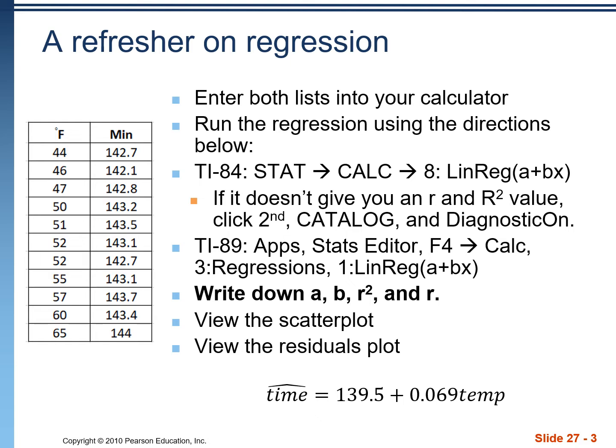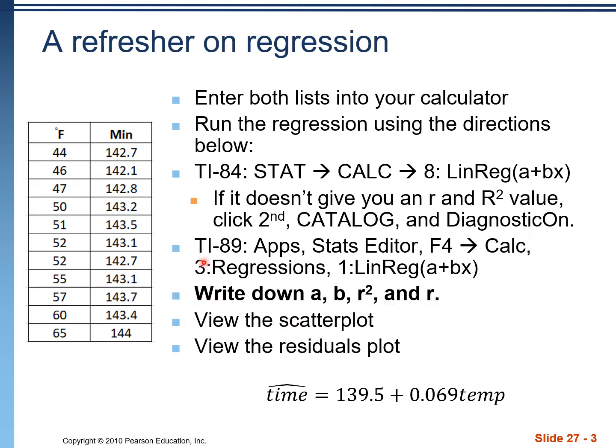So first off, let's go through a refresher on regression. So here's our sample of 11 values from that scatter plot. Enter both those lists in your calculator, and then we want to run the regression using these directions. So if you're using the 84, we're going to do it with these directions. 89 is here. Okay, when we run the regression, it's going to give us an A, B, which are the y-intercept and the slope, and then R and R squared values.